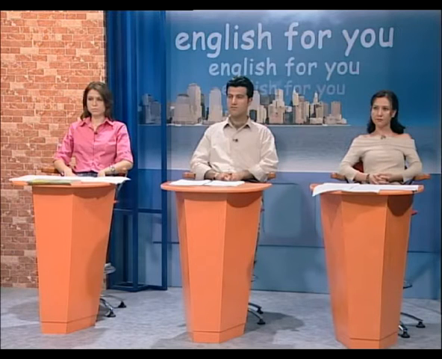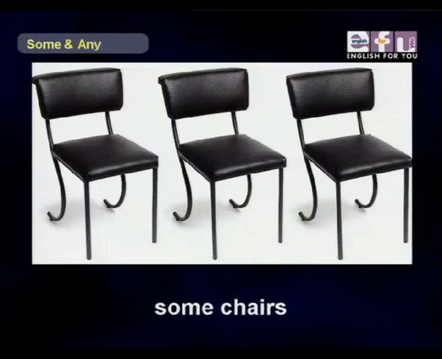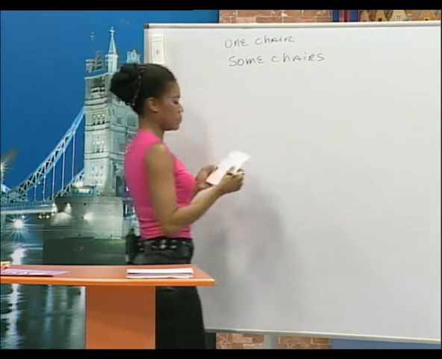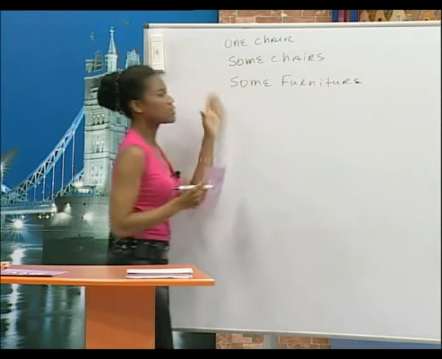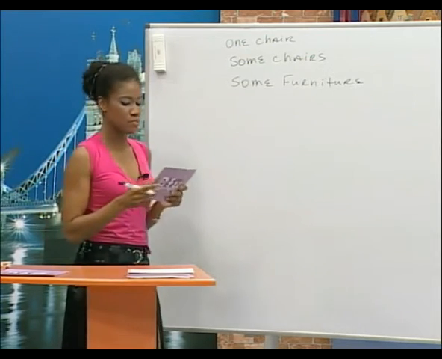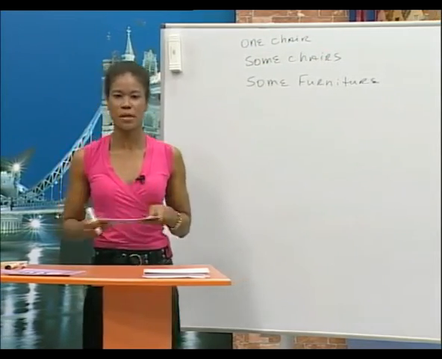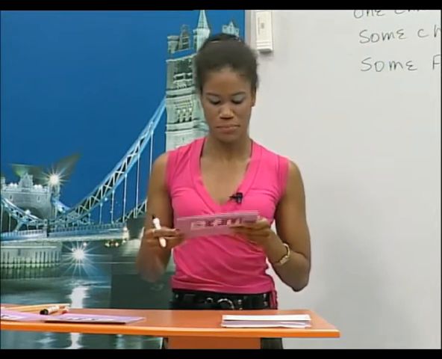Okay, let's look at some examples. We have one chair. One chair. For plural count nouns, we have some chairs. Some chairs. Or for non-count nouns, we have some furniture. Some furniture. So, with non-count nouns, it means there is a quantity of something. There is an amount of something. Now we're ready to practice count, non-count nouns, and some.